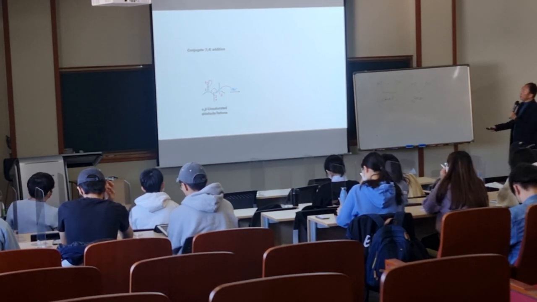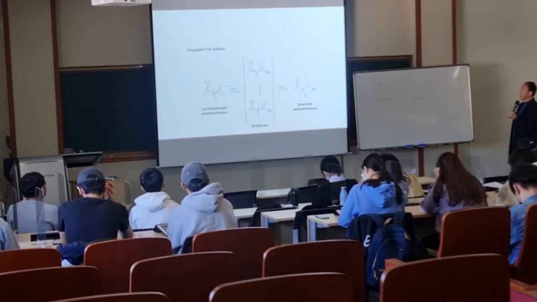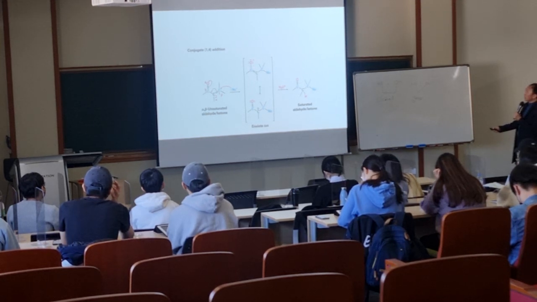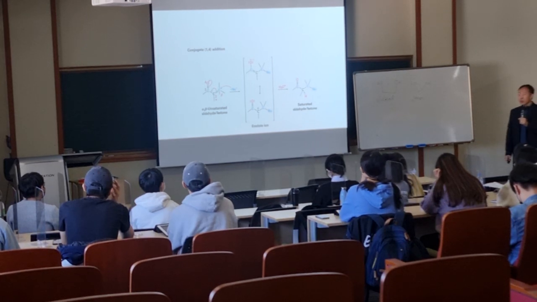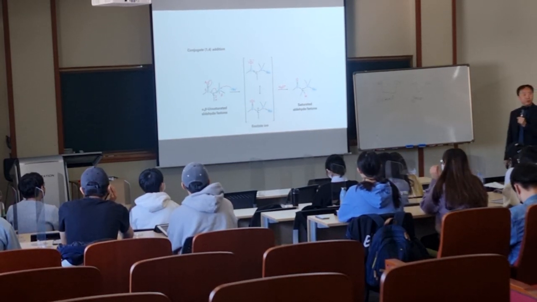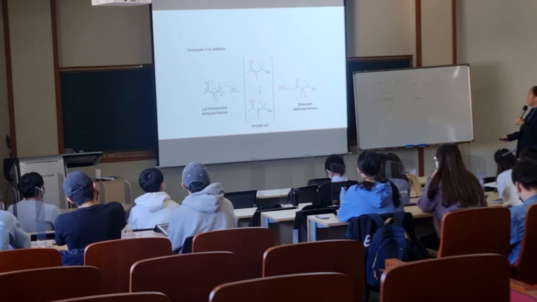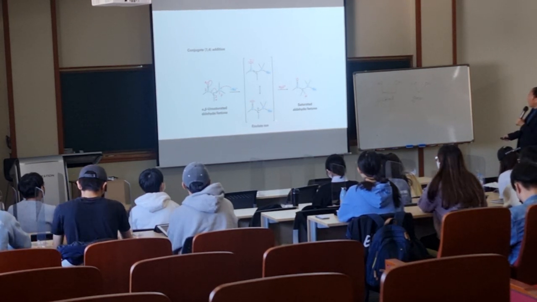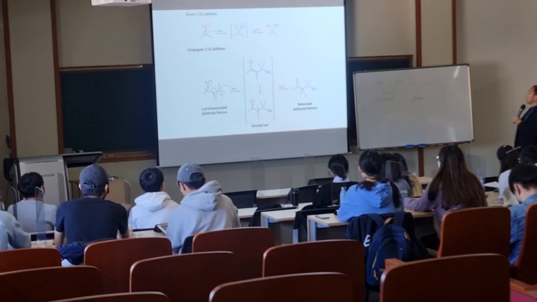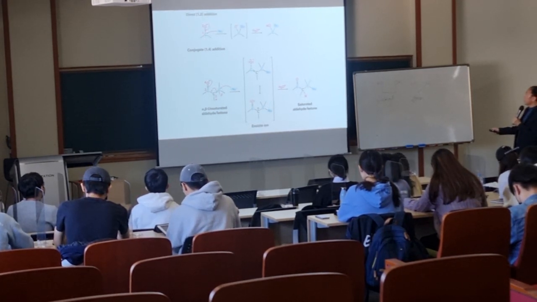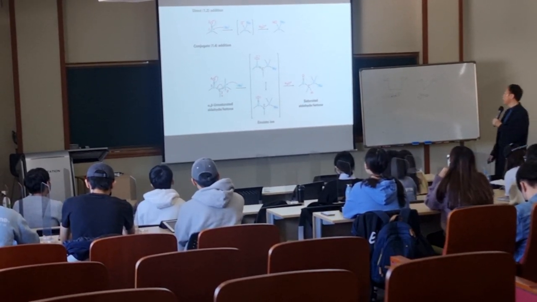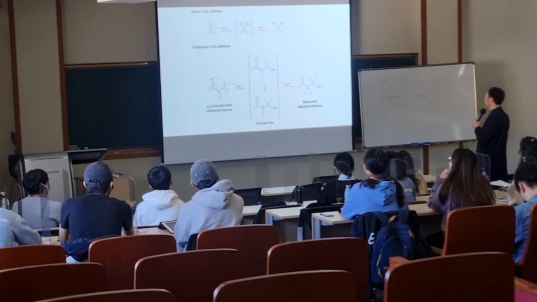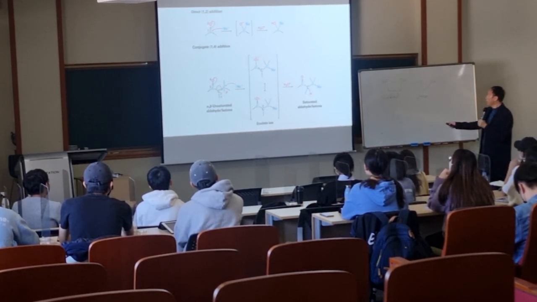So if the nucleophile attacks here, then the intermediate is this kind of an enol form. Right? The enol form can be rearranged into this ketone form. So the end result is like this. And the nucleophile is added here. And comparing to 1,2 addition, 1,2 addition is here to here. This is the 1, 2 position.